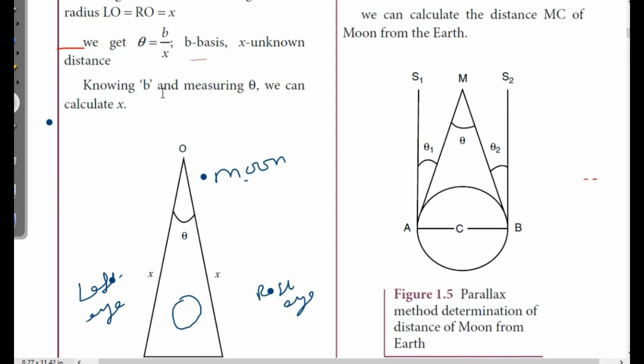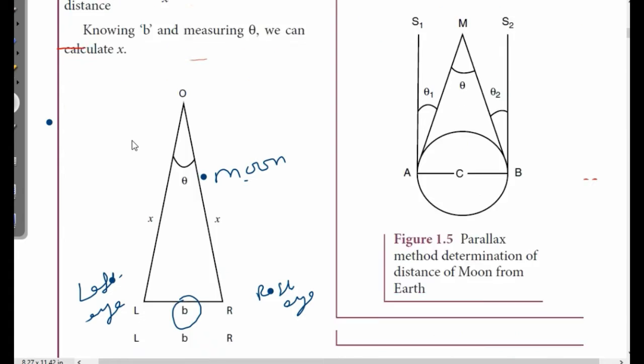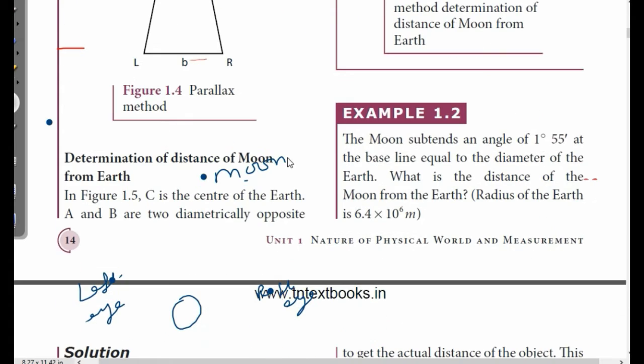X is the unknown distance. Then knowing B and measuring theta, we can calculate X. Determine the distance of the moon from the earth.